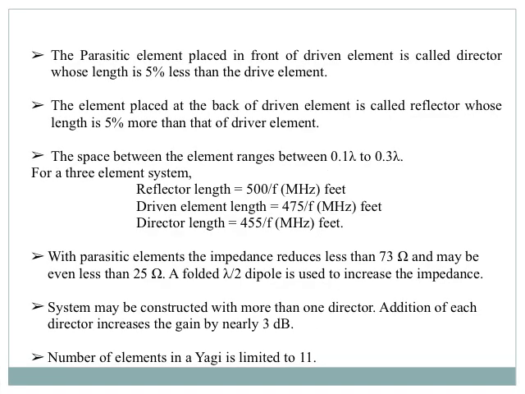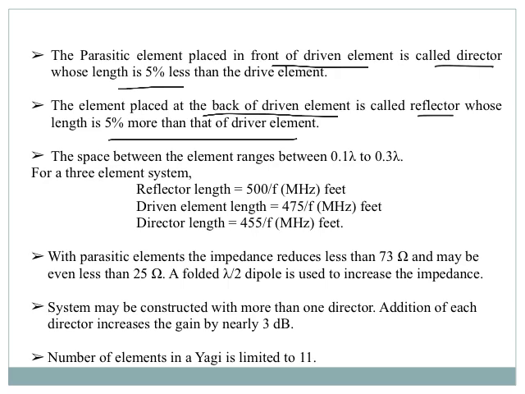The parasitic element which is placed in front of the driven element is called as director, and this is having a length 5% less than the driven element. And one which is placed at the back of the driven element is called as a reflector, and it is having length 5% more than that of the driven element.